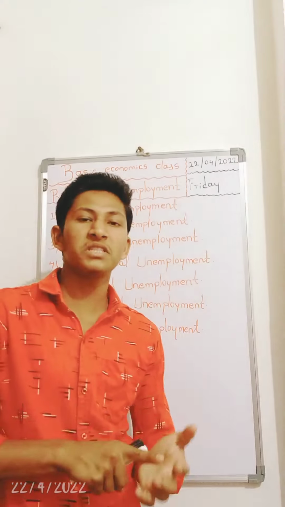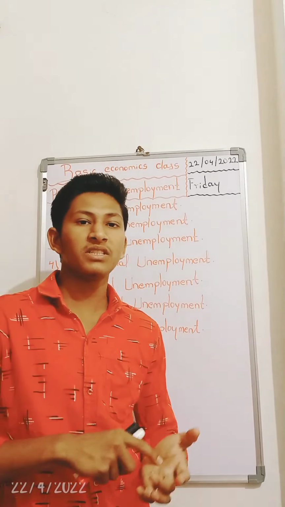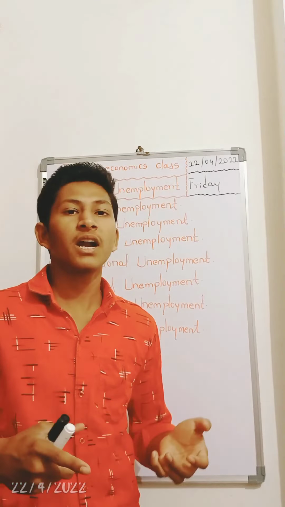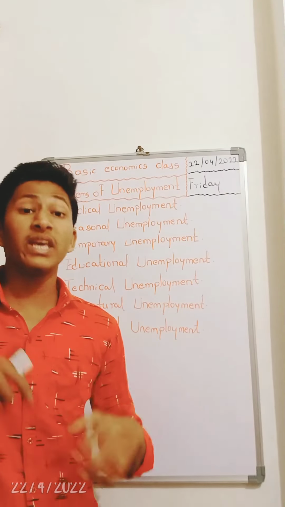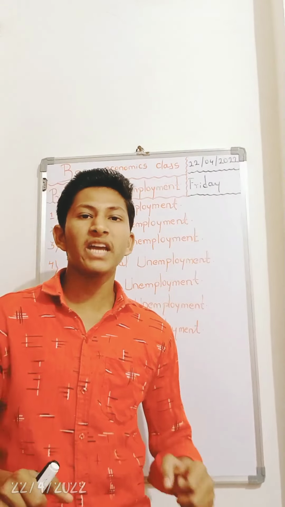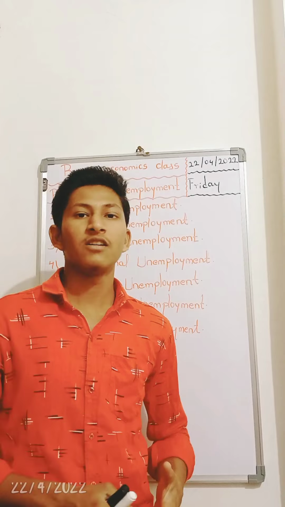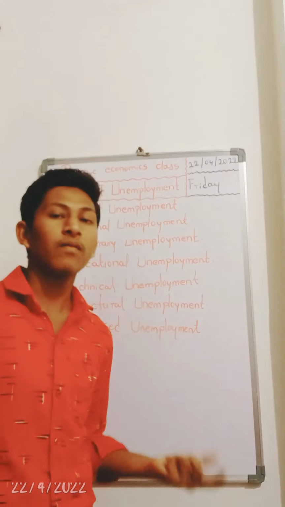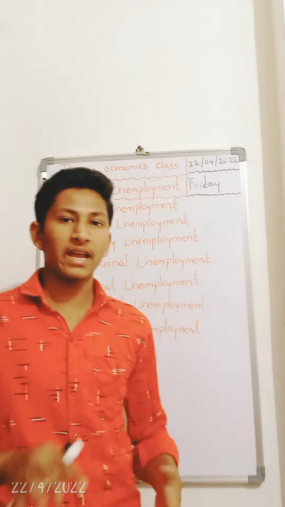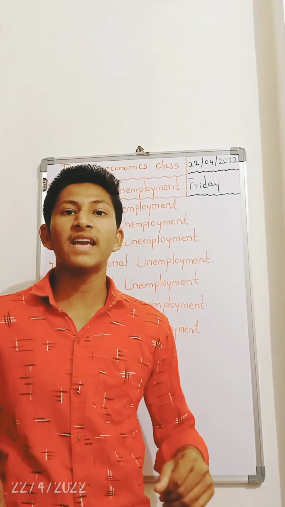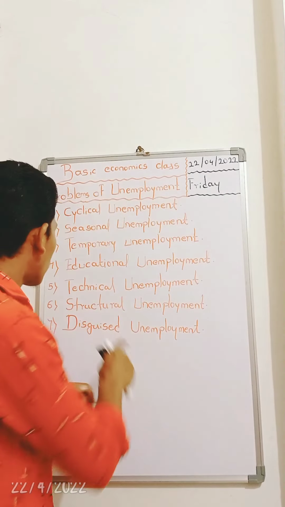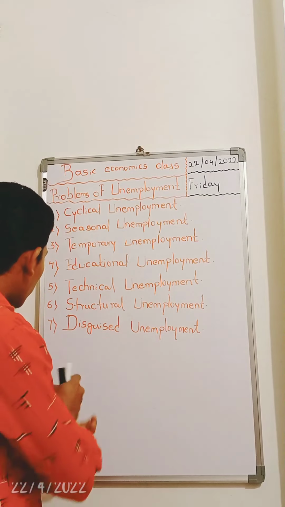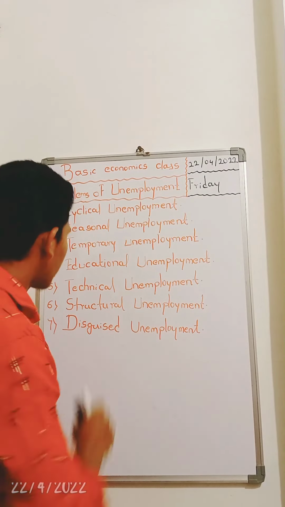The mobile replaced the radio, the mobile replaced the camera, and among vehicles, the bike replaced the bicycle. So the scope of the bicycle decreased, and the scope of bikes increased. That is what we call structural unemployment. Now the seventh one, the last one, disguised unemployment.